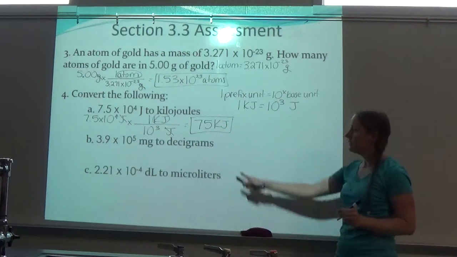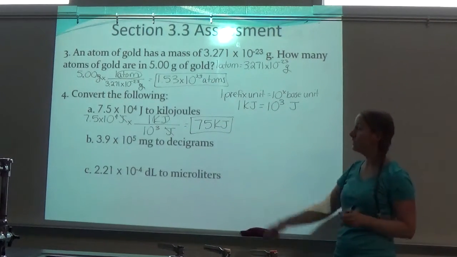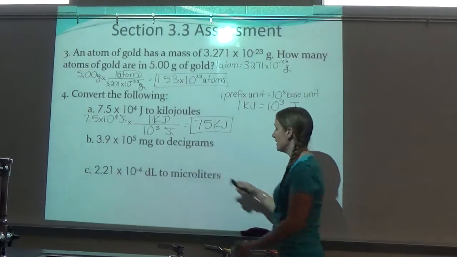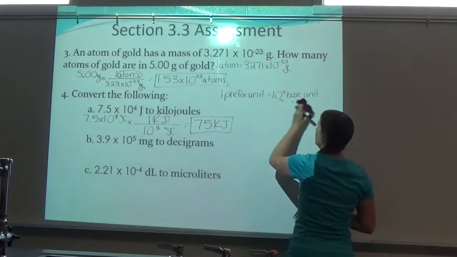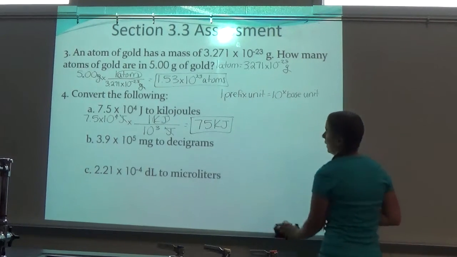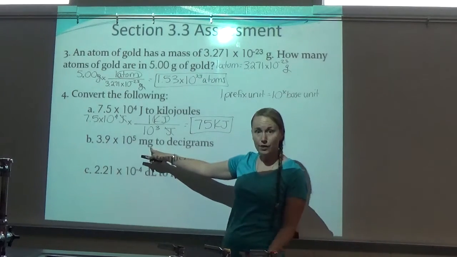All right, so maybe try the next one because it's a 2 prefix one. All right, so let's look at it together. So I have 2 prefixes, milligrams and decigrams. So how many prefixes do you see? 2. So how many steps is it going to be? 2. All right, so I'm going to start with milli first, milligrams.